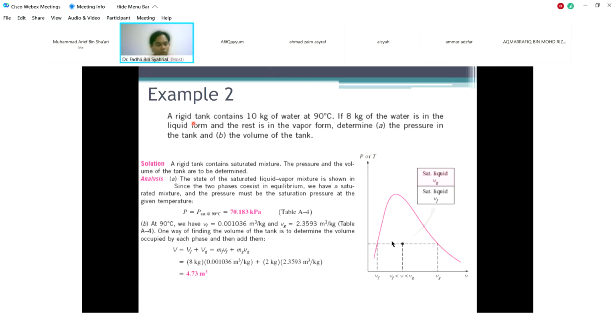Okay, so basically the volume is constant. V1 equal to V2, V initial equal to V final. Rigid means fixed. The tank is not expanding or compressing. Okay, rigid, that is the meaning of rigid.